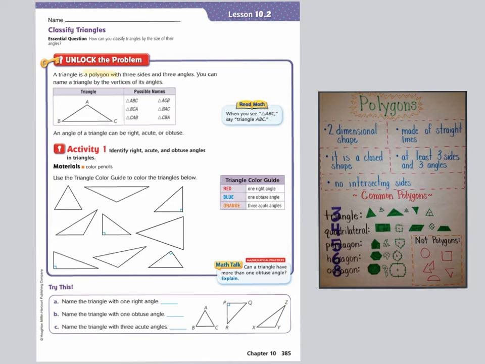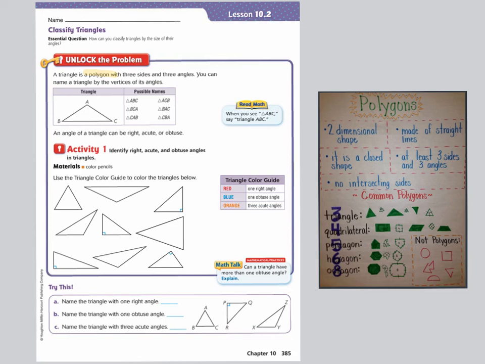I know in third grade you defined what a polygon is, if not before in second grade. And I brought in an anchor chart here for you just as a review. The anchor chart shows polygons and gives you a description of what it means to be a polygon. It has to be a two-dimensional shape. It has to be made of straight lines. It's a closed shape. And it has to have at least three sides and three angles and no intersecting lines.